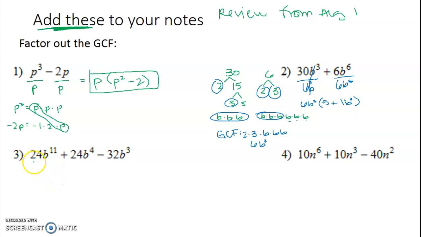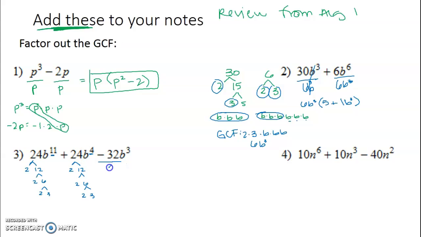On this one down here, 24 is 2 times 12. 12 is 2 times 6. 6 is 2 times 3. And then I have 11 b's. Again, 24 is 2 times 12. 12 is 2 times 6. 6 is 2 times 3. And now I have 4 b's.